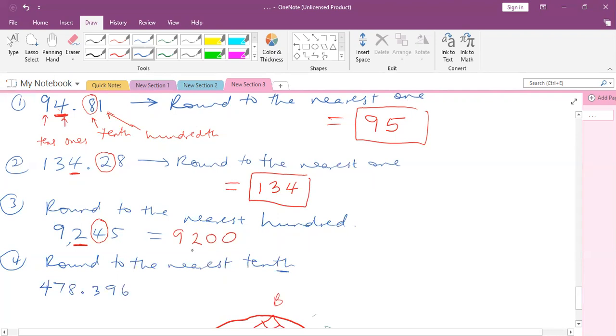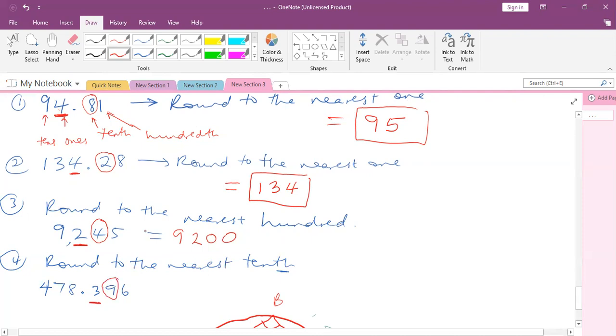So to round to the nearest 10th, I have to underline the place value, the 10th column. So 10th, 100th, 1000th, okay, with TH at the end. Once it's TH at the end, you look at the place after the decimal point. So the 10th column, the 10th is this 3. So I'm going to examine the number to the right of this number, and that is the number 9.